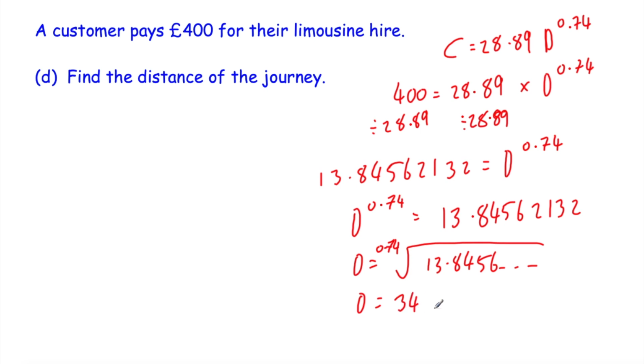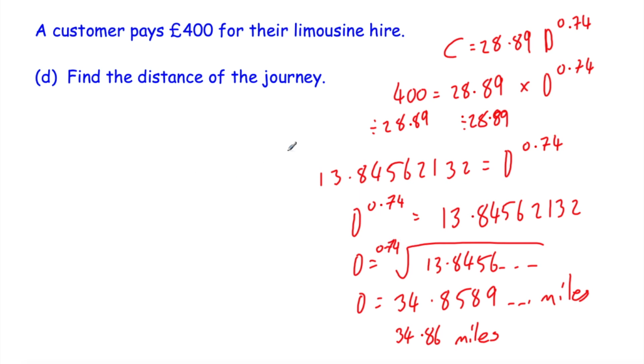We can just type this into our calculator and we get that the distance would be equal to 34.8589 and so on miles. And we could round this, perhaps to 2 decimal places, so that'll be 34.86 miles to 2 decimal places. So that's one approach we could do, which is actually just to work out the 0.74th root of this.